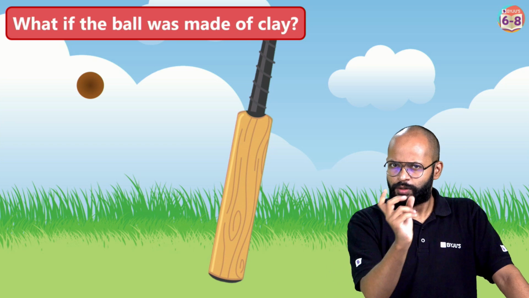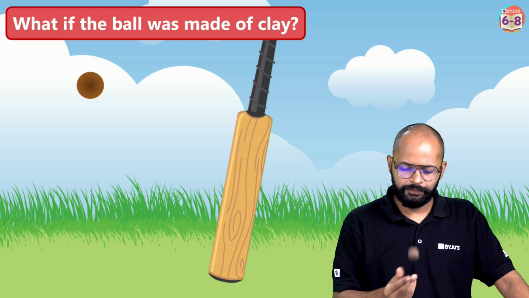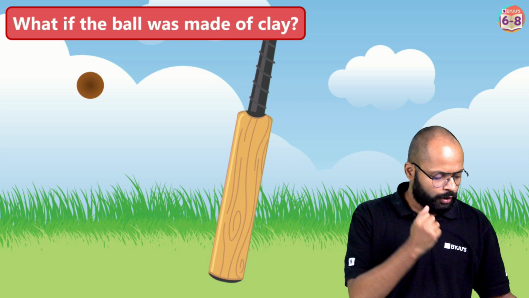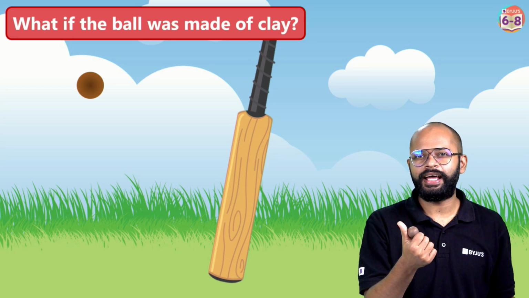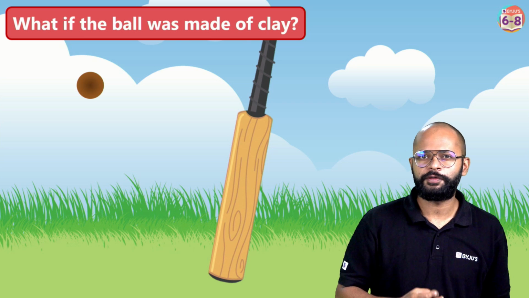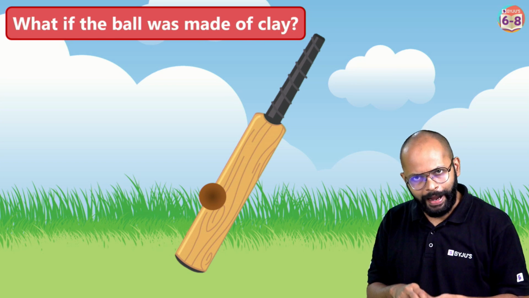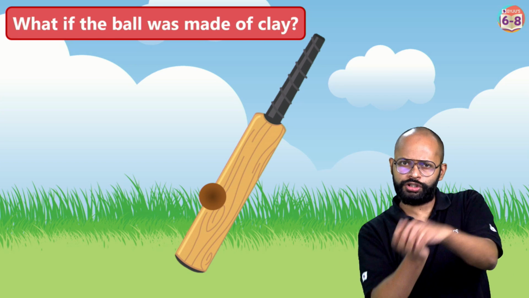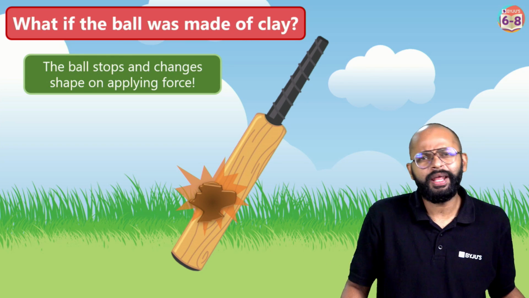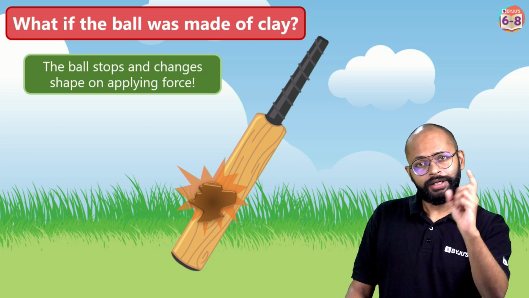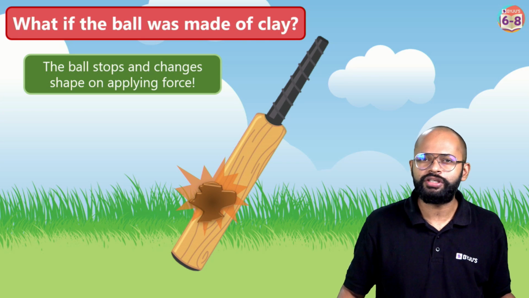So let's take one case. What if the ball was of clay? What is so special about clay? I'll tell you. Special thing about clay is, it's not as elastic as other objects are, at least the ping pong ball which we're using. So when the clay ball comes towards the bat and the batsman applies the same force, what will happen? It'll break, it'll burst. It can happen. But the thing is, the shape will not be the same as it was before, right? The ball stops and changes shape on applying force.